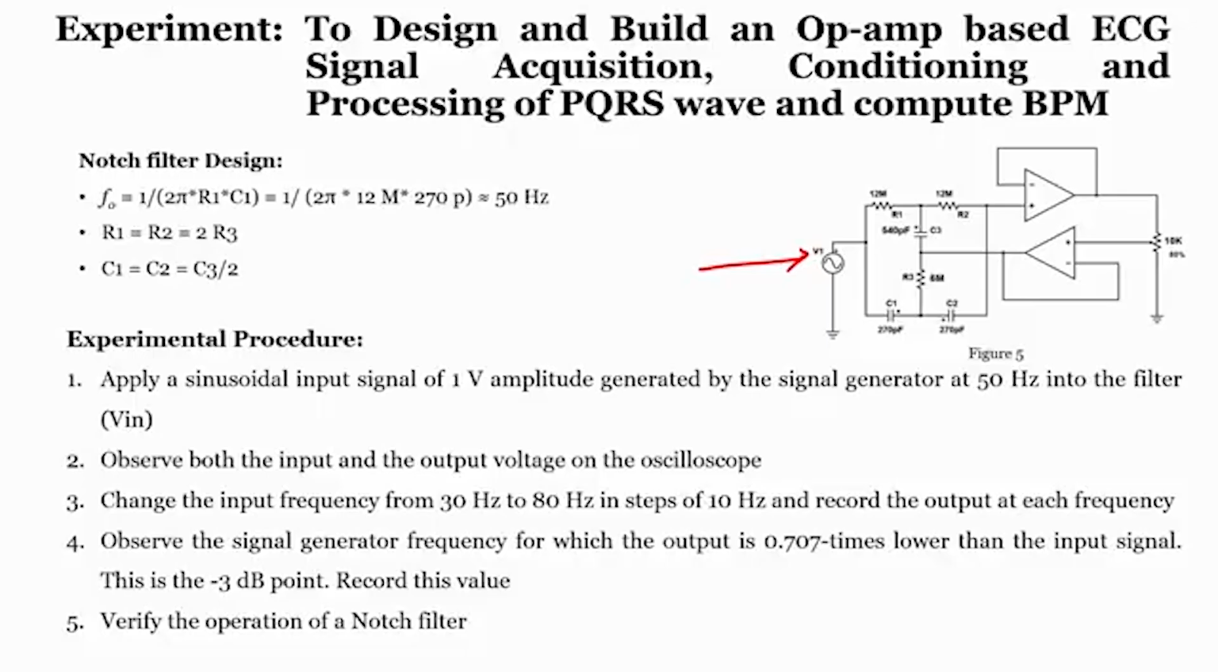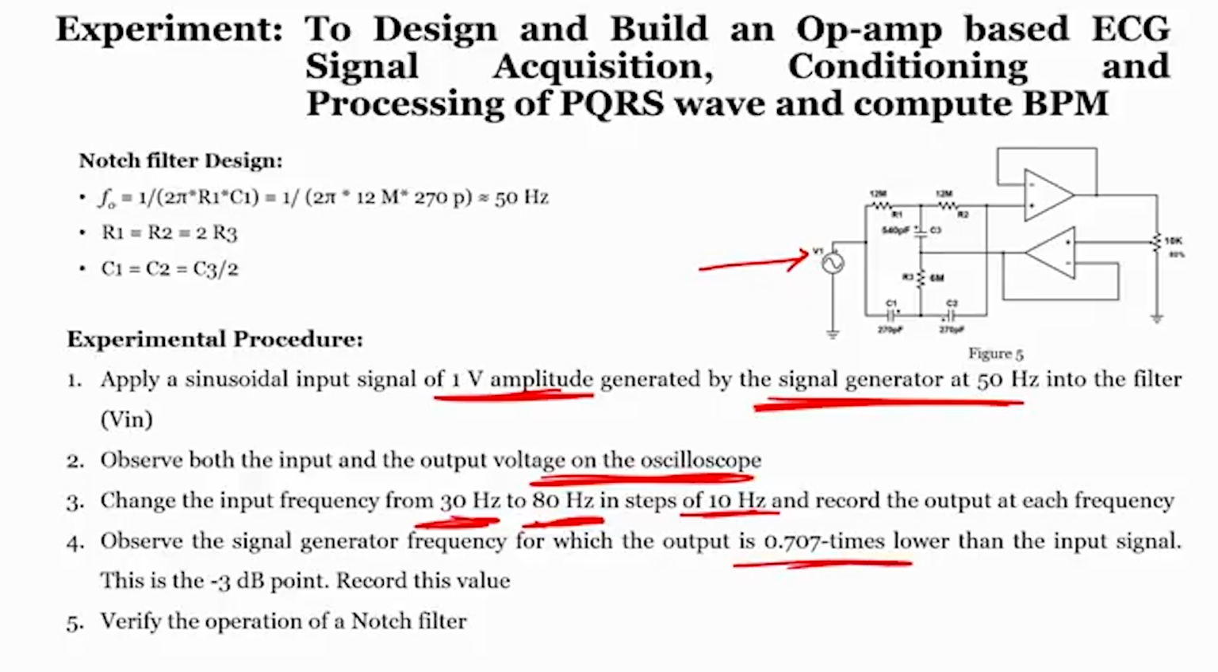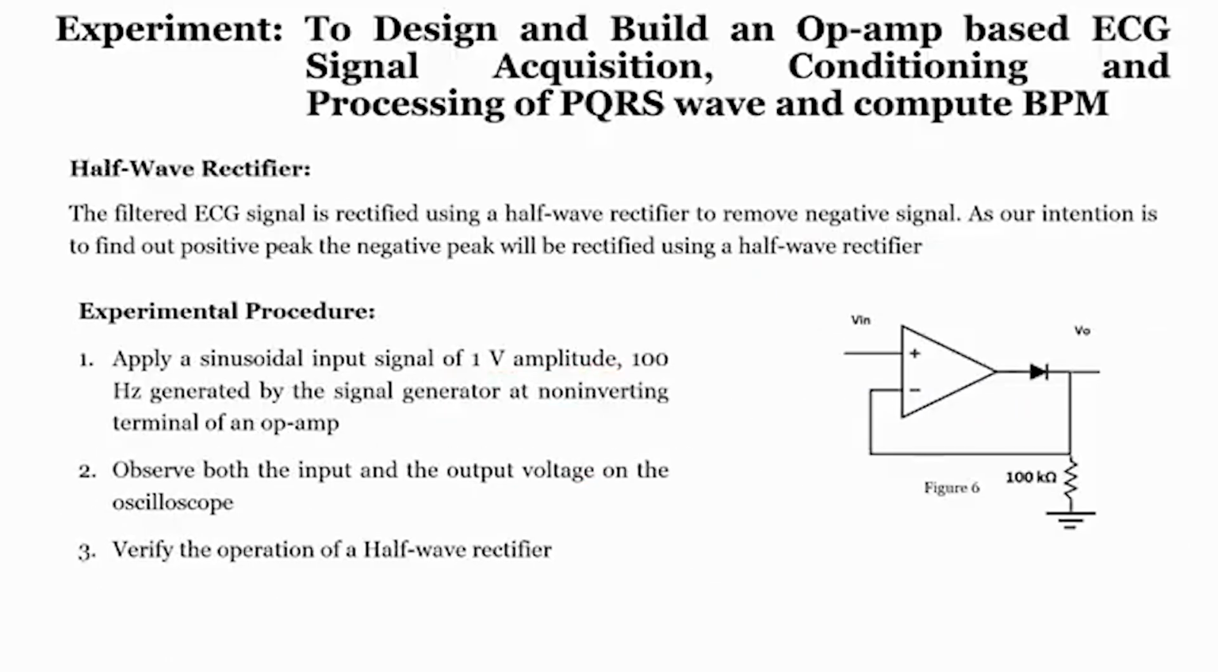For this, the experimental procedure is to apply a sinusoidal input signal of 1 volt amplitude, generated by the signal generator at 50 hertz, and observe input and output voltage on the oscilloscope. Change the input frequency from 30 hertz to 80 hertz in steps of 10 hertz, and record the output at each frequency. Next, observe the signal generator frequency for which the output is 0.707 times lower, and finally verify the operation of the notch filter. So, this is how we can design low pass, high pass and notch filters.